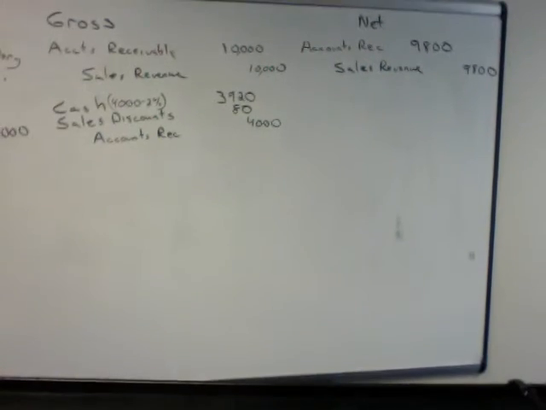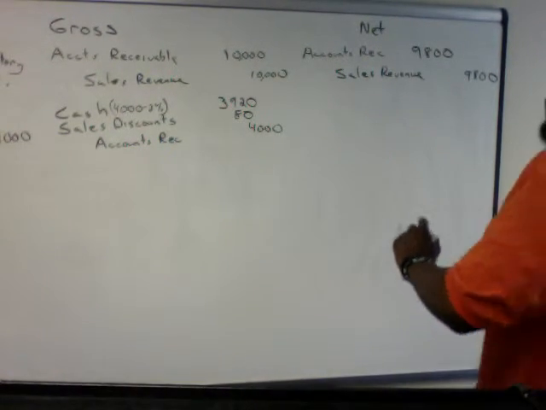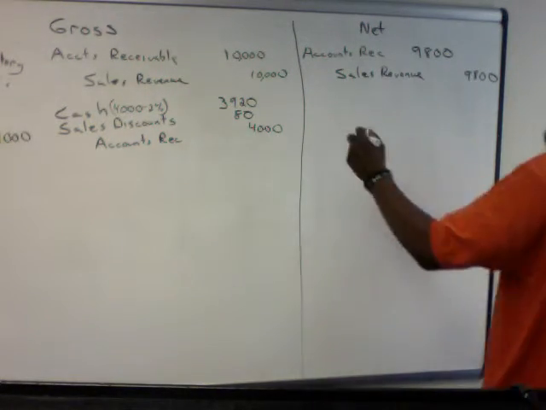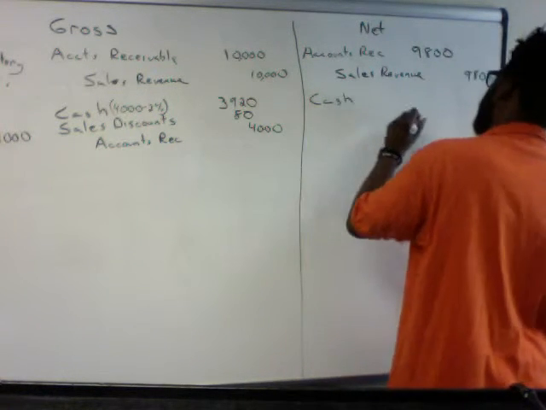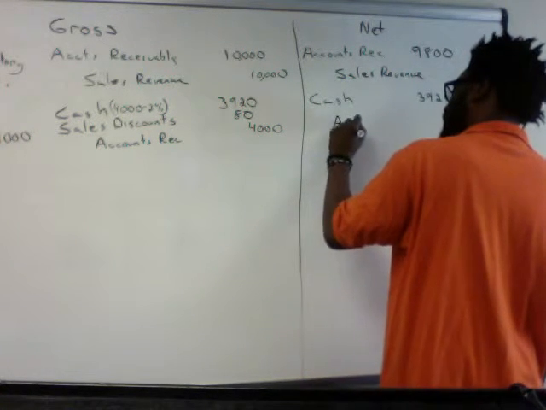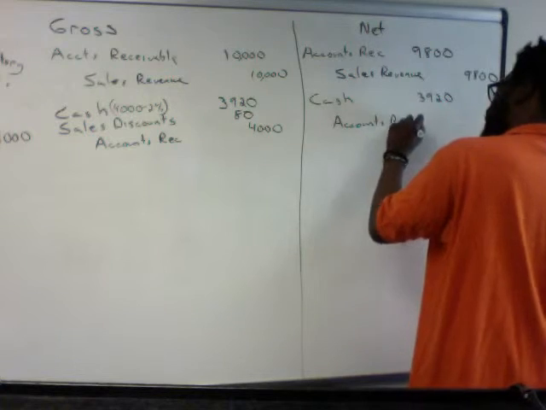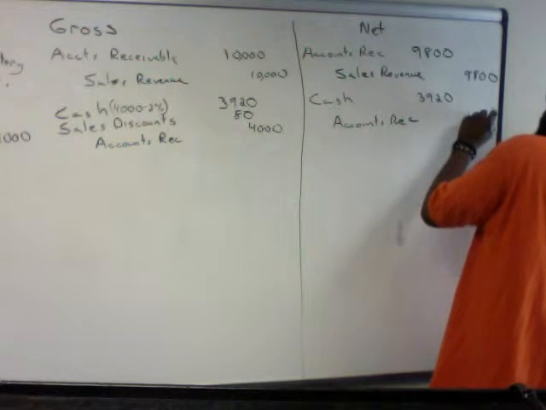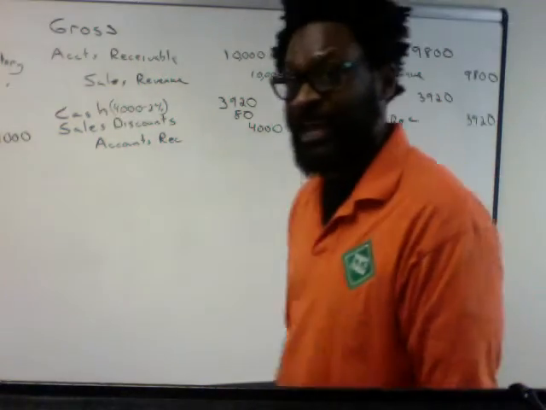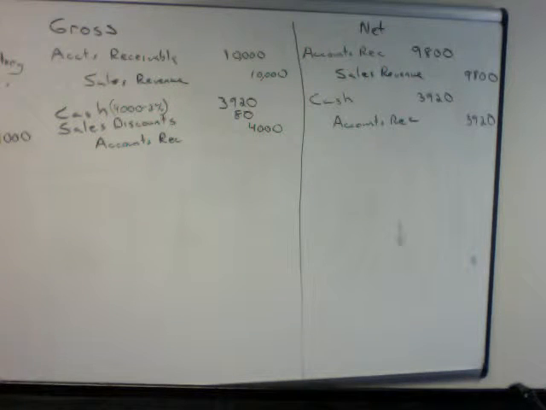So how would that differ under the net method? Well, because the net method tells us that we've already taken a discount out, we're going to debit cash for the $3,920, but we must also credit accounts receivable for the $3,920 as well, because the net method tells us, regardless of what's going on, accounts receivable always comes off the books at the net amount. Okay? So now let's take a look and see how this would be affected if the next collection was outside the discount term.